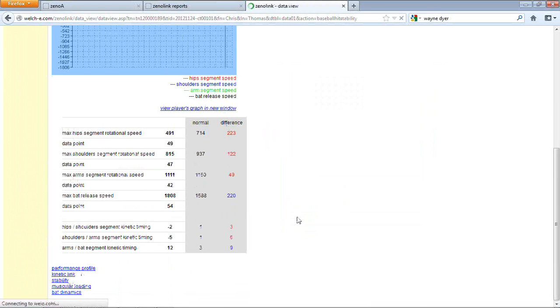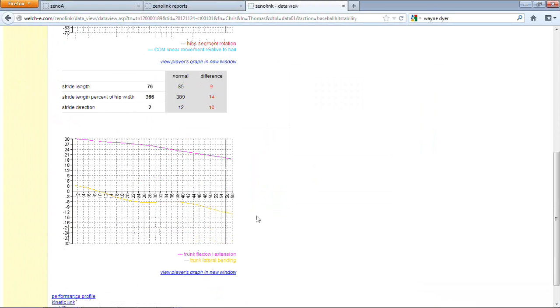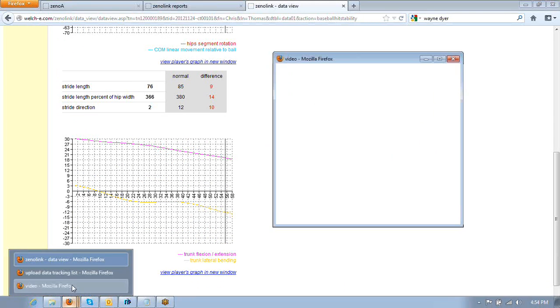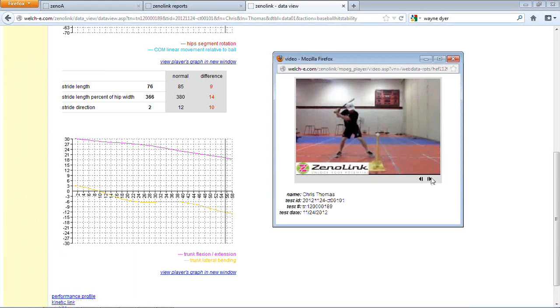So we'll take a look at stability. Here we have pretty much what we expect as far as stride mechanics. Distance is right on the money. So the length of the stride, the direction of stride, maybe a little straight, let's say maybe a few degrees more closed, get a little bit more out of the lower body.